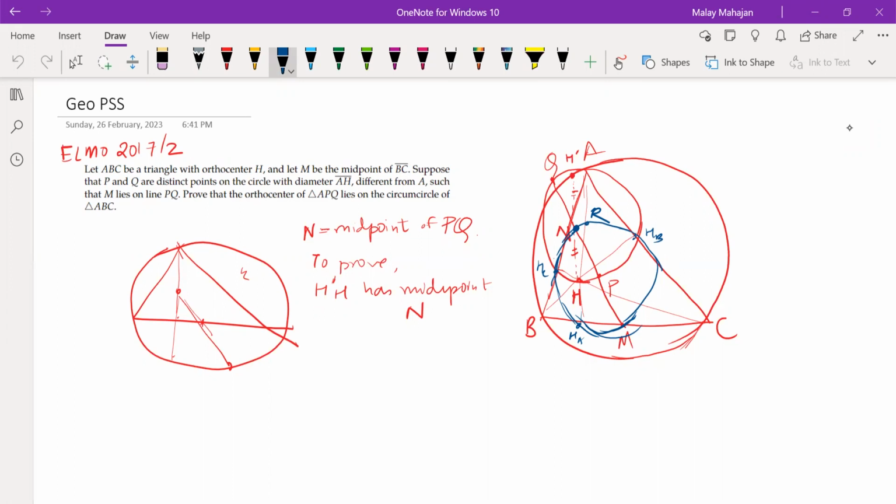Okay. So N is the midpoint of PQ and R is the center of that circle. So PQ is a chord. So angle RNP is 90, which means angle RNM is 90, and angle RHAM is also 90 because HA is the foot of the altitude. So RNHAM is cyclic, which means N lies on the nine-point circle. Did everyone follow the proof? Should I go over it once again?